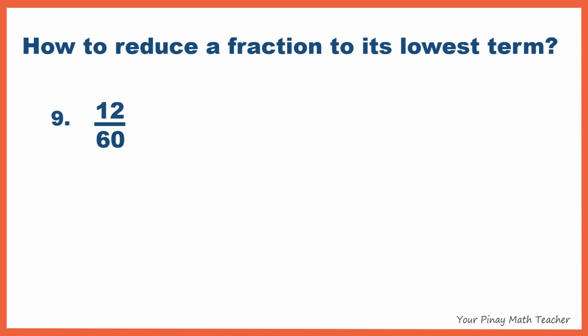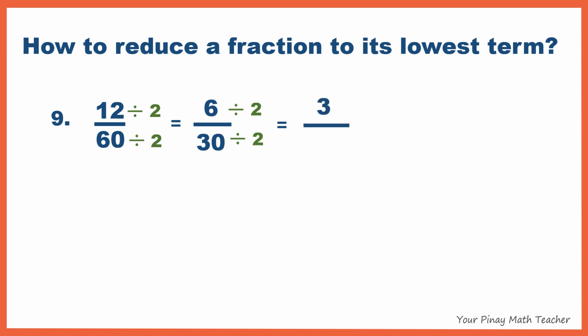Number 9, 12/60. 12 and 60 are divisible by 2 because they are even. So we get 6/30. Still even, so we can divide by 2. We get a lower term, 3/15. 3 and 15 are in the times table of 3. So therefore, you can divide both of them by 3. So the result is 1/5. Obviously, 1/5 is the lowest term of 12/60.